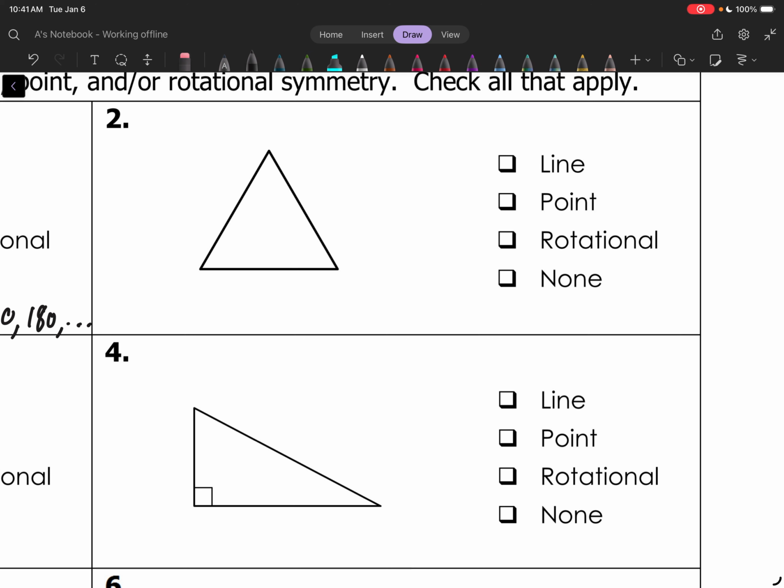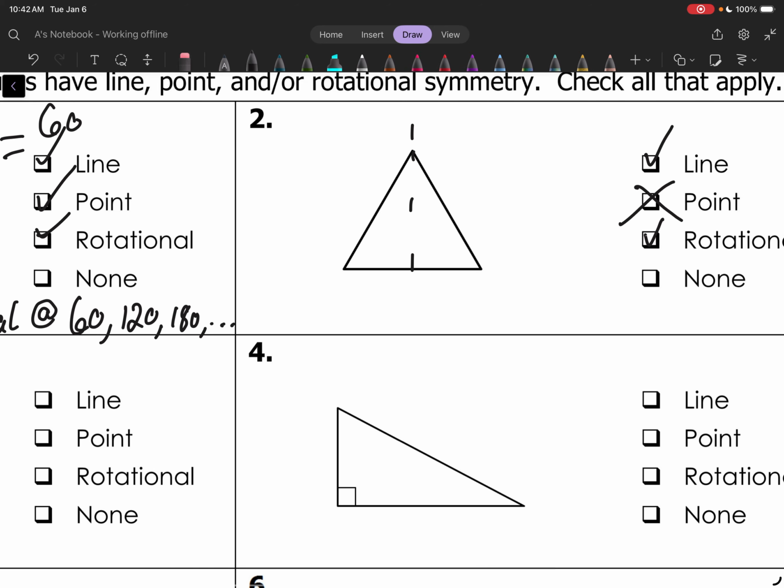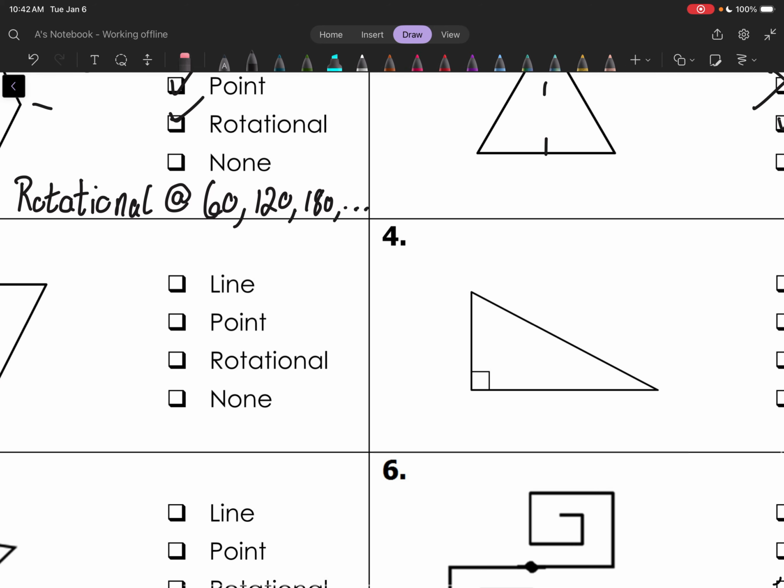All right, how about this triangle? I can draw a line here to get line symmetry. If I flip it upside down, the vertex will be the wrong direction. It will look like this, so I do not have point, but I do have rotational. This one's 120 degrees. 360 divided by the 3 sides for my equilateral triangle.